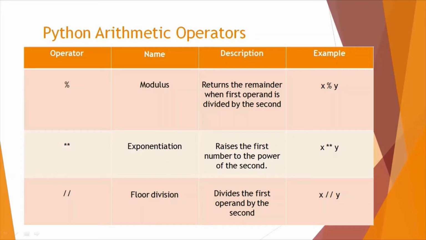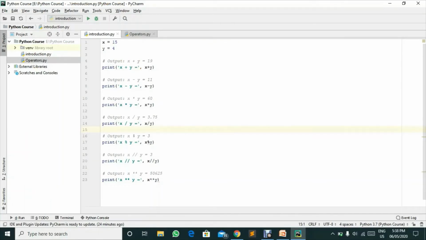So let's have a look at all of them in our PyCharm. Here I have written all the possible types of Python arithmetic operators. Here I have declared x is equal to 15 and y is equal to 4. So x plus y will be equal to 19, x minus y will be equal to 11, x multiplied by y, that is 15 into 4, will be equal to 60, 15 divided by 4 will be equal to 3.75, and 15 mod 4 is equal to 3.